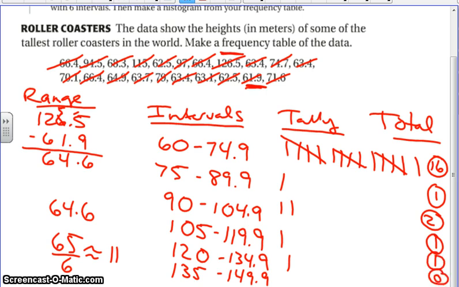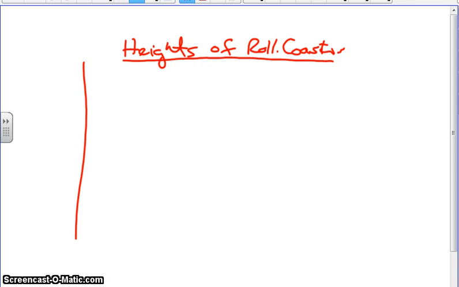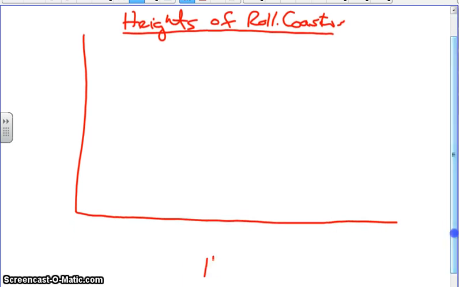Interesting. Okay, we're now going to change this to a histogram. As interesting as this is, it's a lot easier to read when it's in a picture, like a histogram, right? So let's go to that. I'm going to start by putting a title. Heights of roller coasters. Labels, right? We've already chosen our intervals down here. And they are the heights. We have the heights down here. We started with 60, right?